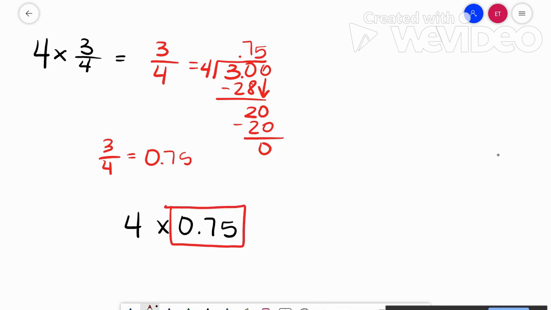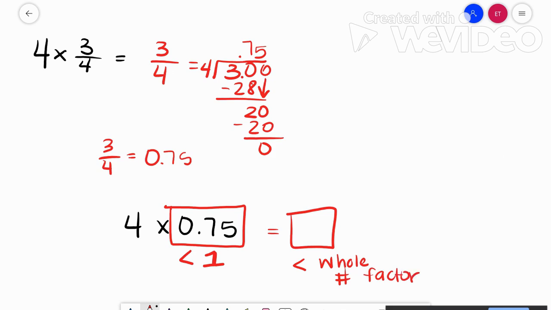decimal factor is less than 1. So my product is going to be less than the whole number factor. Okay, we learned how to multiply by decimals last week, so if you wanted to double check yourself, multiply.